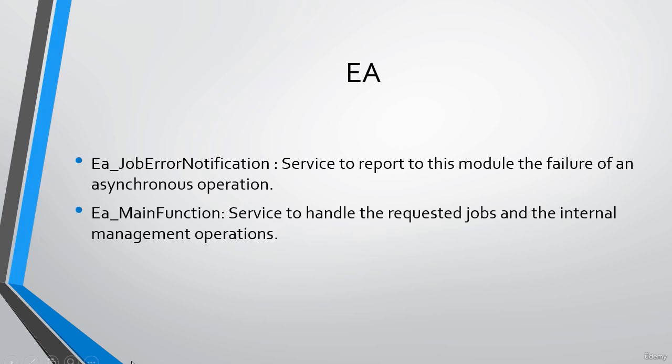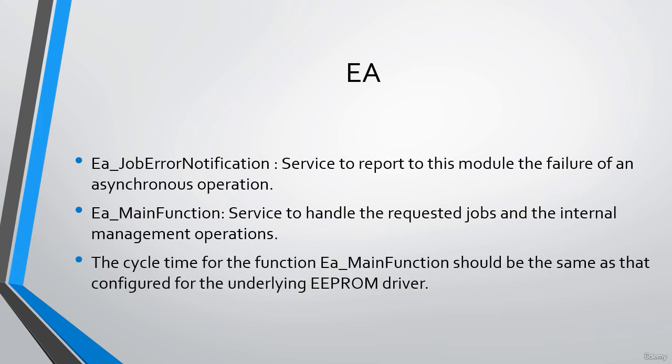Next is EA main function. It is in the EA main function that the requested jobs and internal management operations are performed. So we need to schedule this main function, and it is here that the requested jobs and the internal management operations take place. The cycle time of this main function should be the same as that configured for the underlying EEPROM driver. So if the driver is being called every 5ms, then we have to configure the EA main function to also be at the same cyclicity.